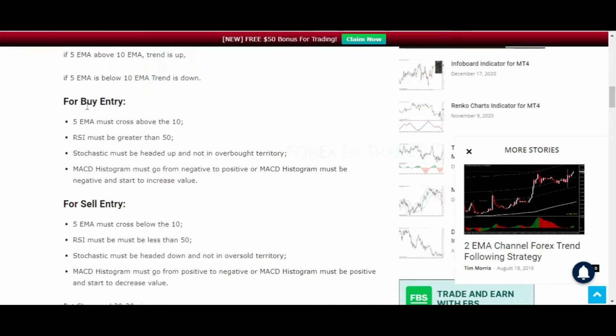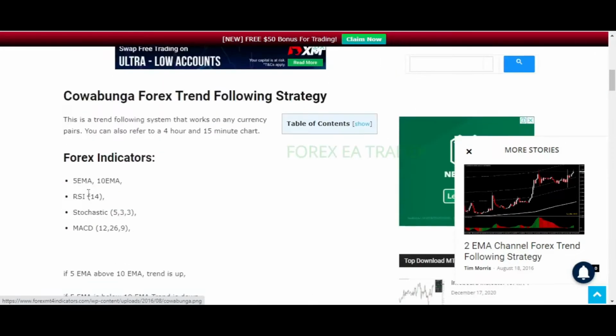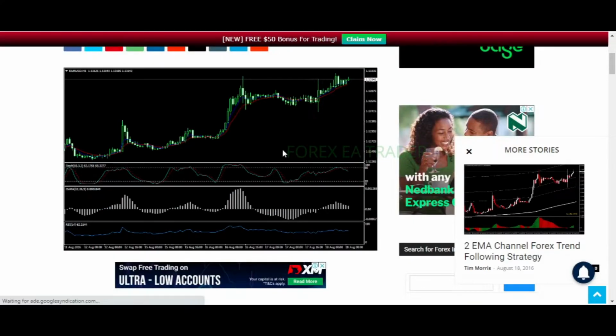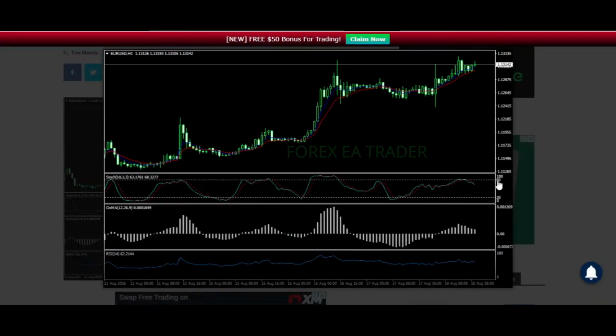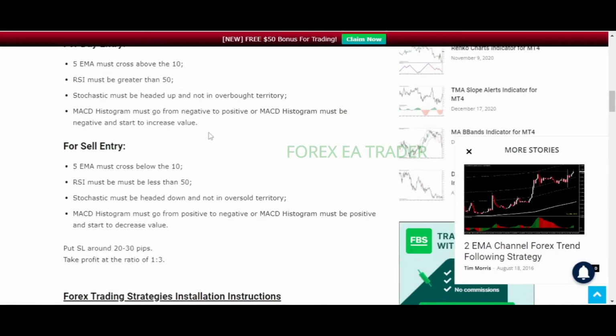So for our buy entries, we need the 5 EMA to cross above the 10, but RSI must be above 50. Then stochastic must be headed up and not in overbought territory. We can basically see that's what's happening there. So we'll probably need it to be crossing the 20 and the 80. Then the MACD is the 0 line, and for RSI we are going to use 50. So that's the gist of this strategy.